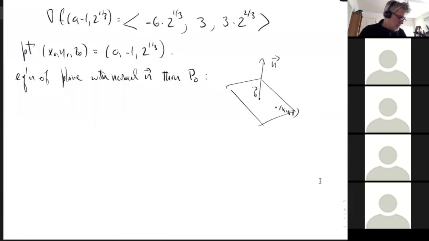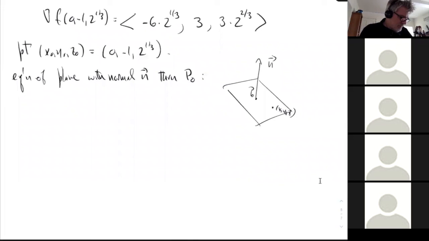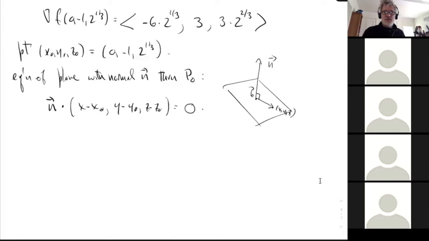So if you want to describe every point in the plane, how do you figure it out? Well, if you take the vector from P0 to this x, y, z, it has to be perpendicular to the normal. In other words, the dot product is 0. So n dot (x minus x0, y minus y0, z minus z0) is 0. So this is your equation.